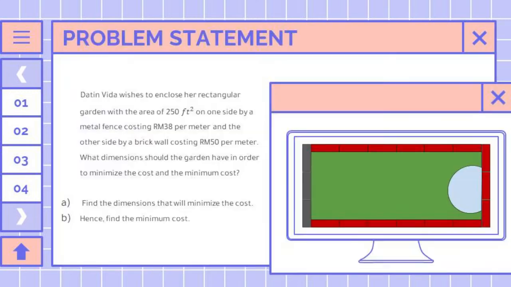So the problem statement is, Datin Vida wishes to enclose a rectangular garden with an area of 250 feet square on one side by a metal fence costing RM38 per meter and the other side by a brick wall costing RM50 per meter. What dimensions should the garden have in order to minimize the cost, and what is the minimum cost? A. Find the dimensions that will minimize the cost. B. Hence, find the minimum cost.